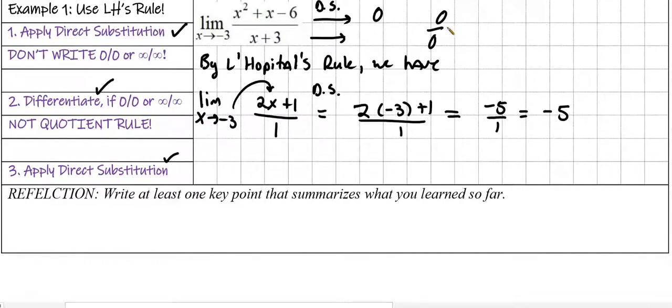But you can only use L'Hopital's rule if you get 0 over 0 or infinity over infinity. Now, there are some other indeterminate forms, but just because you get indeterminate forms that are not 0 over 0 or infinity over infinity, you can't directly apply L'Hopital's rule. That'll be tomorrow's lesson.